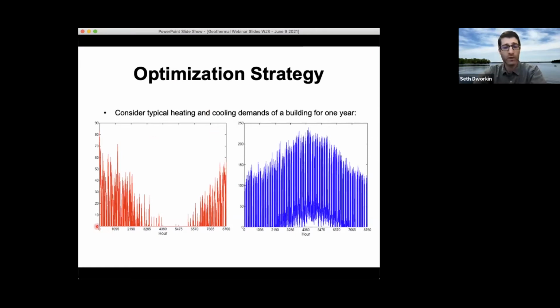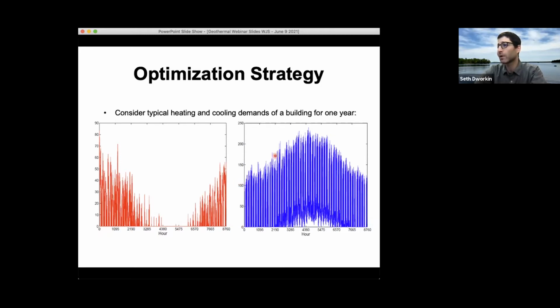So if you consider what the heating and cooling demands look like for a year, many of you have seen curves like this, but along the x-axis are hours from 0 to 8760. So 0 is January 1st, and that's an entire year. There are 8,760 hours in a year. And this is a heating demand graph. So in January, February, March, we need heat. We don't need any heat in the summer, and then it ramps back up again in October, November, December.